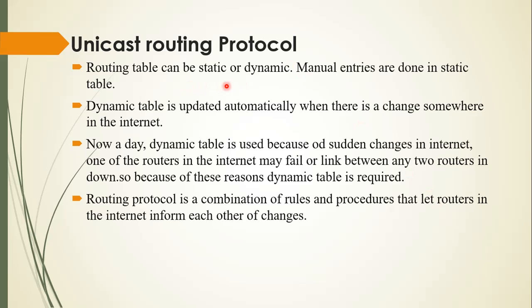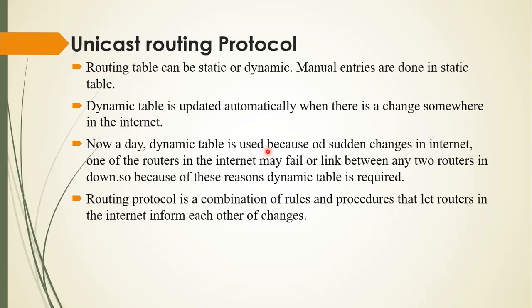The routing table can be static or dynamic. The router makes the routing table, and it can be static or dynamic. Manual entries are done in a static table. A dynamic table is updated automatically when there is a change somewhere in the internet. In static, manual entries are done, and in dynamic it is updated automatically when there is a change in the internet.